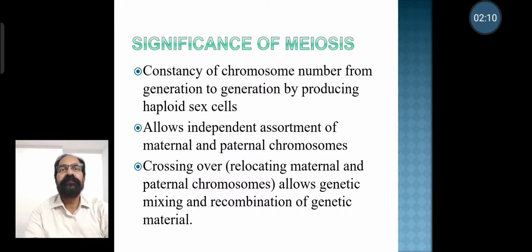Significance of meiosis. Constancy of chromosome number from generation to generation by producing haploid sex cells, and it allows independent assortment of maternal and paternal chromosomes. Crossing over, that is relocating maternal and paternal chromosomes, allows genetic mixing and recombination of genetic material.